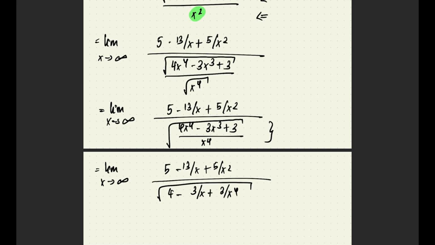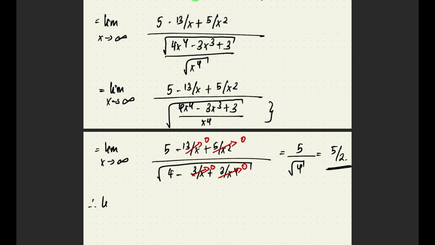Okay, so 13 divided by x, which is infinity, is just going to give me 0. 5 divided by infinity squared also gives me 0. 3 divided by infinity gives me 0. And 3 divided by infinity to the 4 gives me 0. Okay, so that just leaves us with 5 divided by the square root of 4. So this is just 5 over 2. So therefore, we can say that the limit as x approaches infinity of our function is equal to 5 over 2.